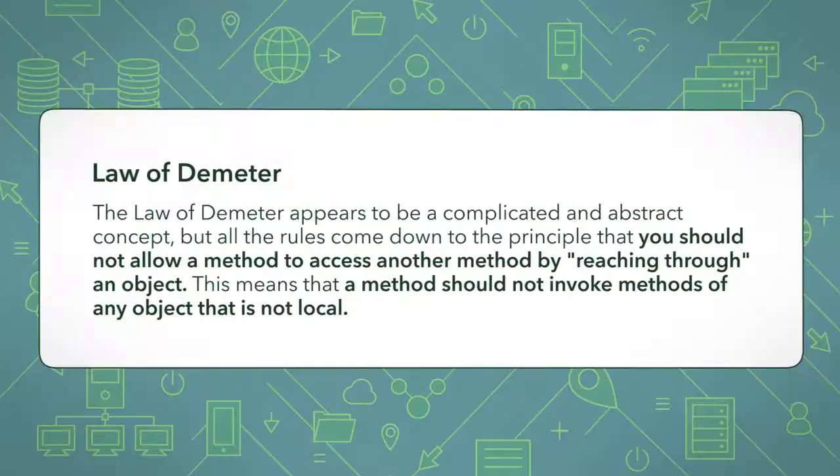The law of Demeter appears to be a complicated and abstract concept, but all the rules come down to the principle that you should not allow a method to access another method by reaching through an object. This means that a method should not invoke methods of any object that is not local. We have just looked at what the law considers to be a local object. These objects should be passed in through a parameter, or they should be instantiated within a method, or they should be in instance variables. This allows methods to directly access the behaviors of local objects.